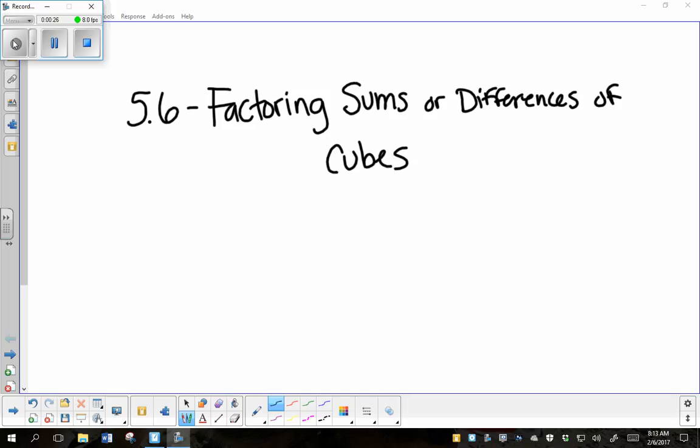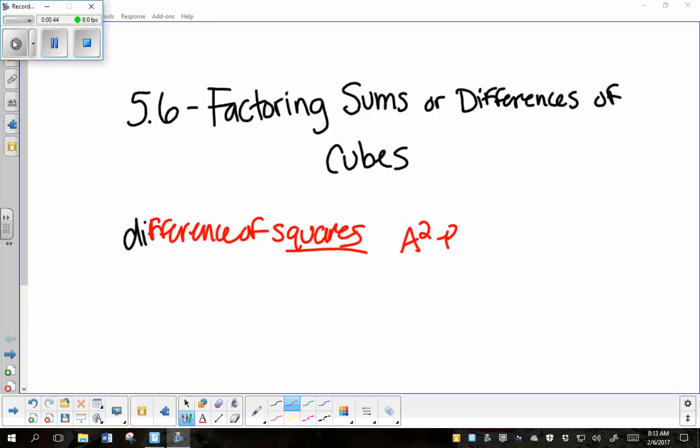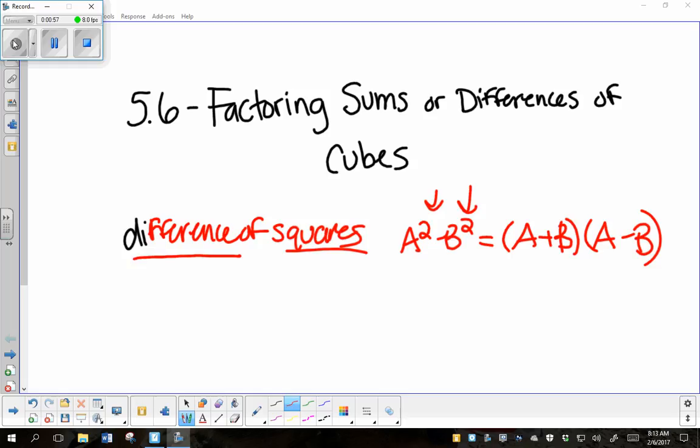So you might remember in the past, and what I'm about to write in red, you don't have to write down, but you can. We have factored a difference of squares before. So that was when we had something like a squared minus b squared, and that ended up being a plus b times a minus b. So when it comes to things being squared, only a difference worked. We could only factor it if it was subtraction. If it was a squared plus b squared, we couldn't factor it.